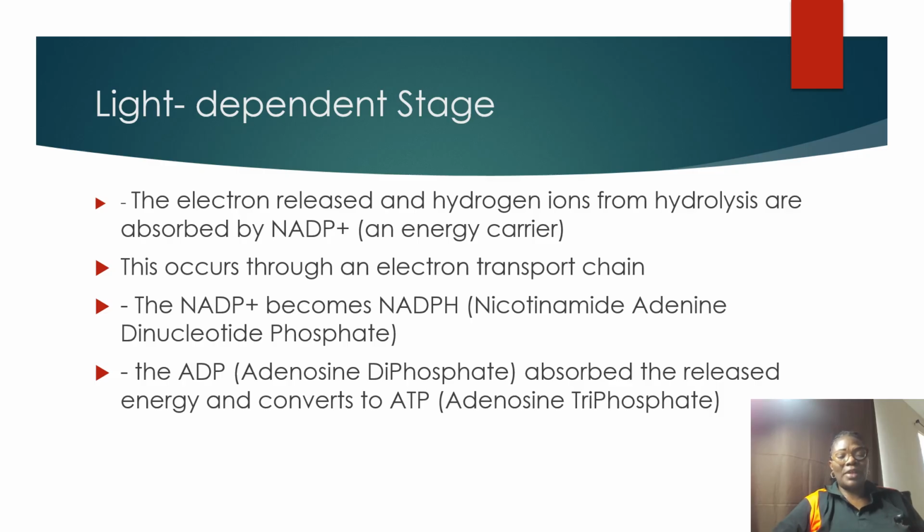When it is NADP plus, it is an ion. It is not complete. But when the hydrogen ion combines with it, that is when it now becomes NADPH, which we refer to as the nicotinamide adenine dinucleotide phosphate. Then we also have the adenine diphosphate, that is ADP, which is absorbed. We also absorb the energy and convert it to ATP, which is adenosine triphosphate.